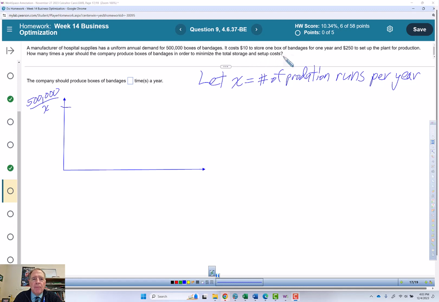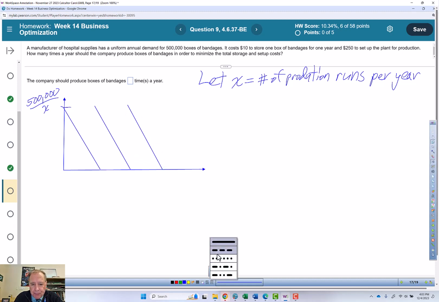and setup costs? So we're going to let X equal the number of production runs per year. So my inventory, assuming I let the inventory go all the way down to 0 before a production run, the inventory right at the end of a production run is going to be 500,000 over X. And then since we're talking uniform demand, the inventory will drop linearly, and then it'll be time to start a new production run. So our inventory is going to look like that, a straight line.